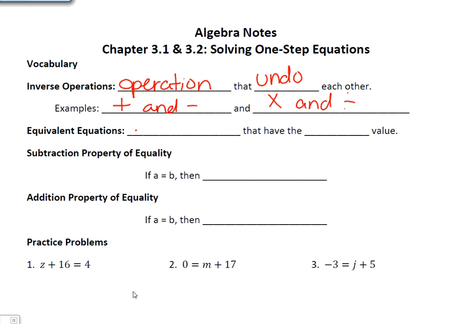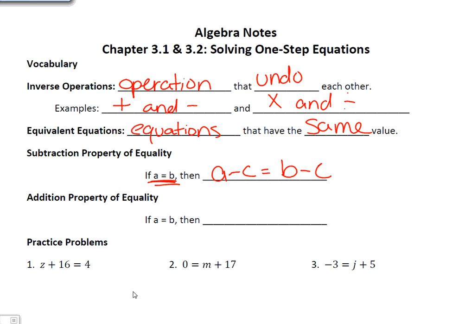Equivalent equations are equations that have the same value. And we're going to do these equivalent equations by using the subtraction property of equality and the addition property of equality. So the subtraction property of equality says, if A equals B, then A minus C equals B minus C.